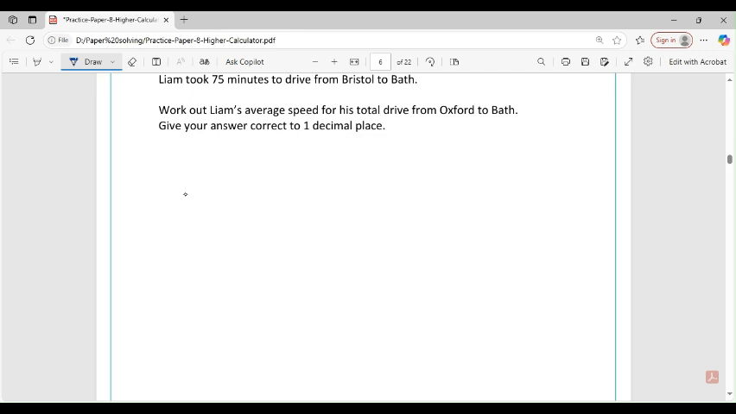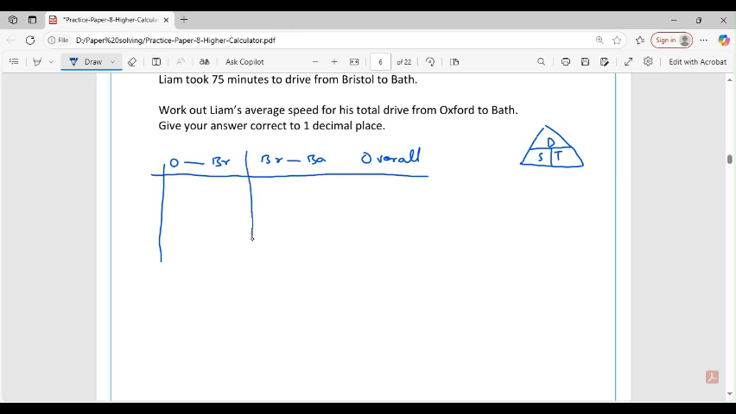Now, in here, it's always better to have a formula for distance, speed, and time. This triangle is very familiar to all the students: whenever we need to find the distance, we multiply speed and time. And if we make a table, from Oxford to Bristol, and then second is going to be Bristol to Bath, and then the overall distance we can find over here. Making a table something like this is going to be helpful for you to find the values.